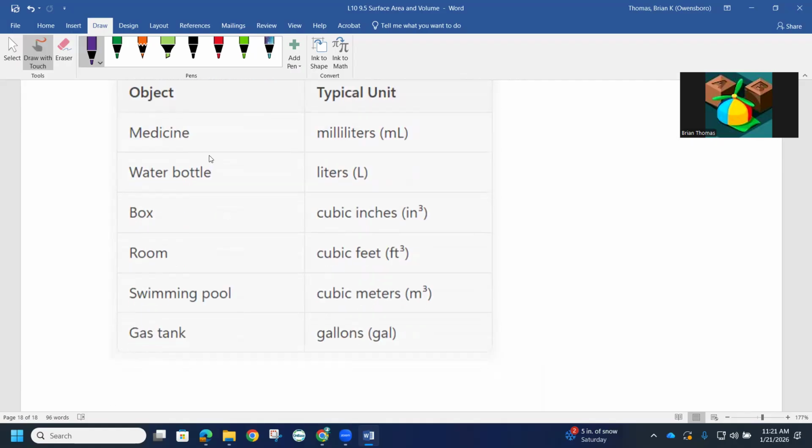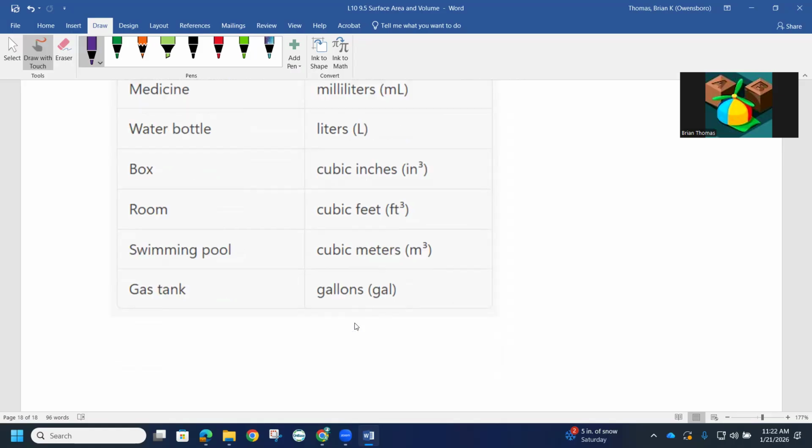So again, medicines a lot of times are measured in milliliters. Water bottles are milliliters or liters, depending on how big they are. Boxes, a lot of times we use cubic inches. A room is cubic feet. Swimming pools, if we watch the Olympics, we see that volume is a lot of times measured in cubic meters. Here in America, we have gas, not petrol. In other countries, gas is measured in liters, but here in America, at the gas station, it's measured by the gallon.